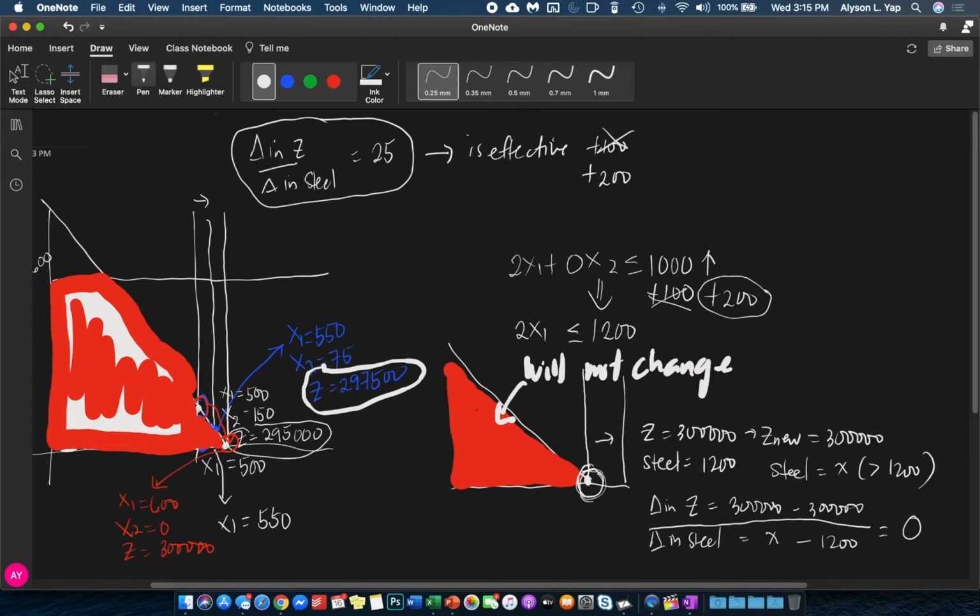So what does that mean? That means the ratio that we got a while ago, this 25, is only effective until an increase of 200, because moving beyond 200, the ratio now becomes 0. Now, how do we explain this intuitively using the graph? Using the model, sorry.